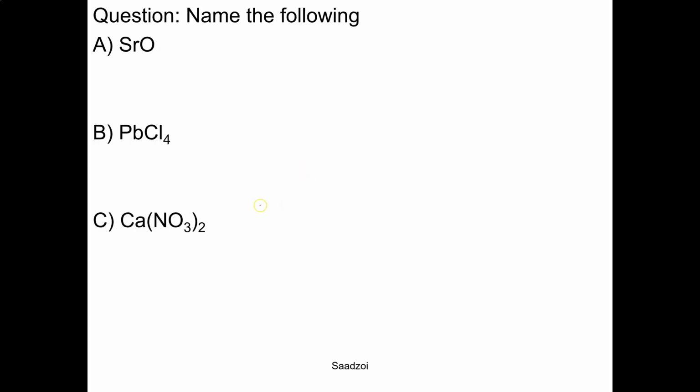Let's take a look at some examples of this. So what is this one? Strontium is group 2, so we're just going to call it strontium oxide. Notice no Roman numeral because it's from 1A, 2A, 3A.